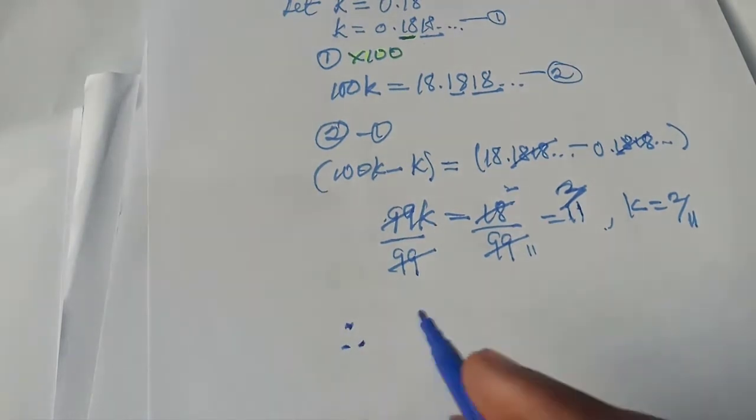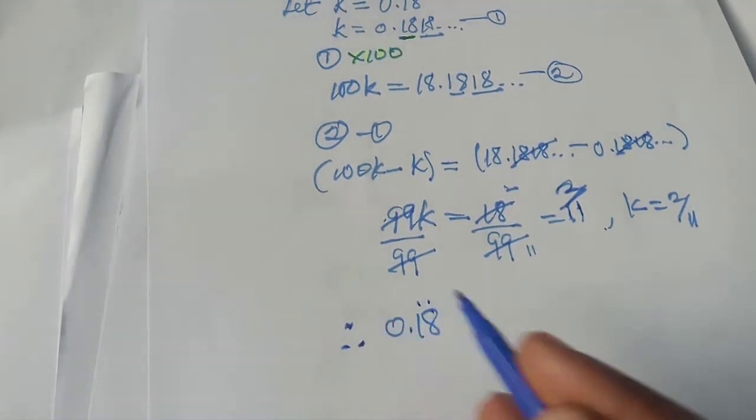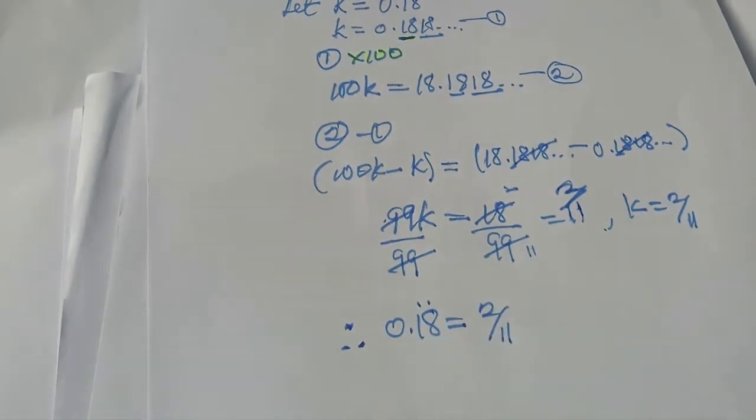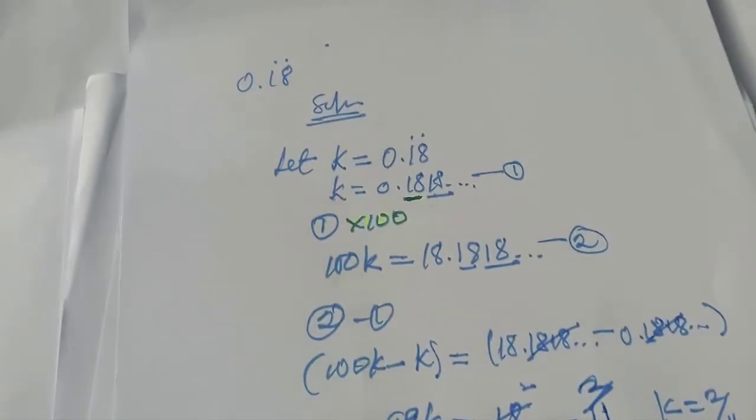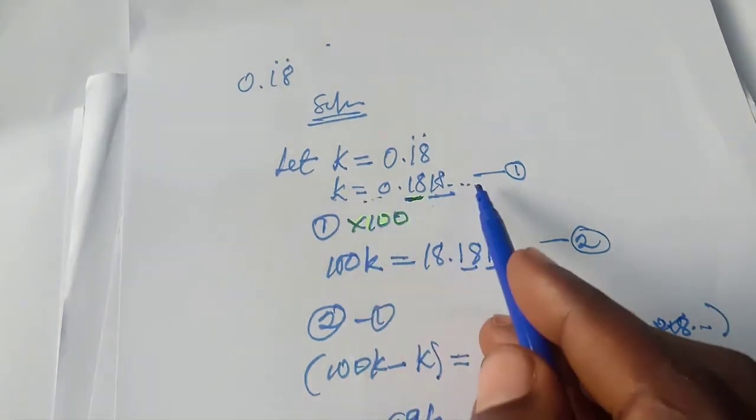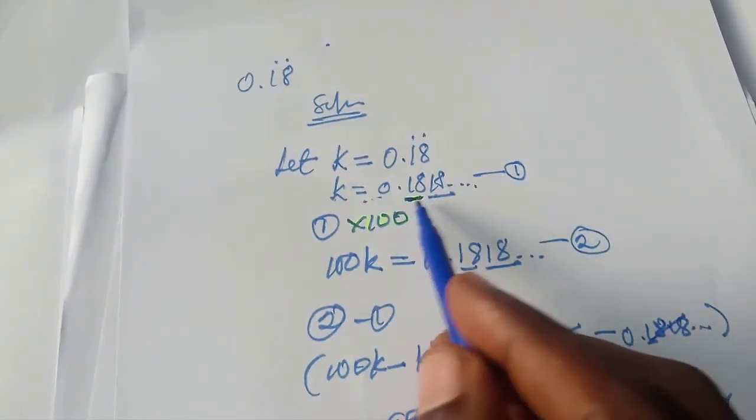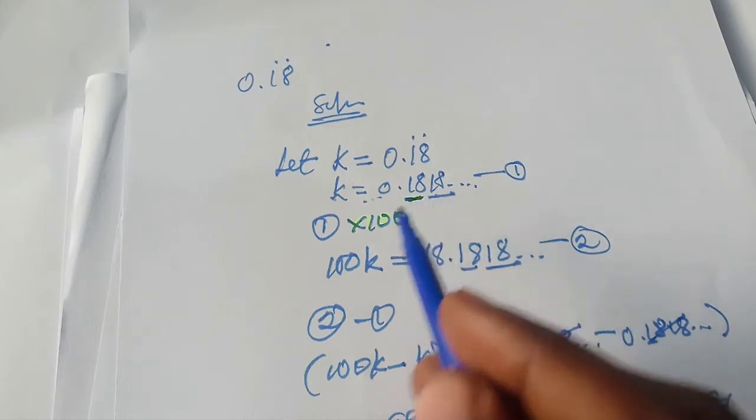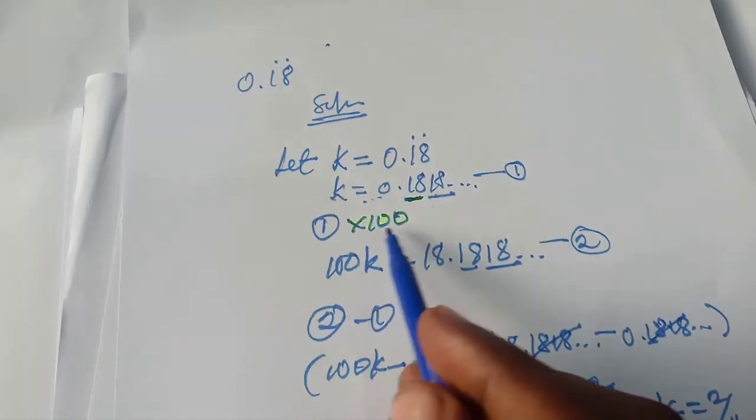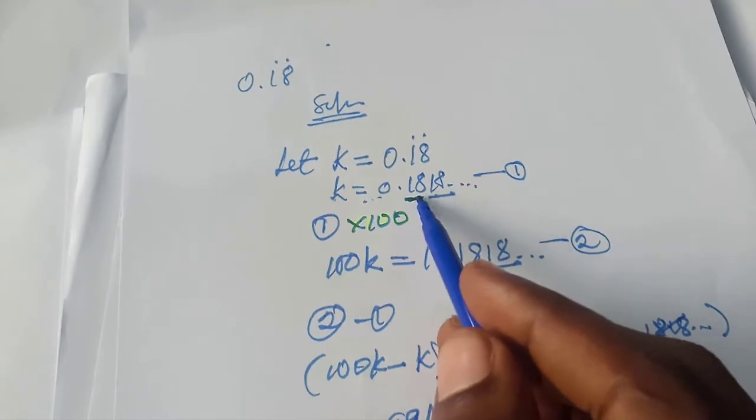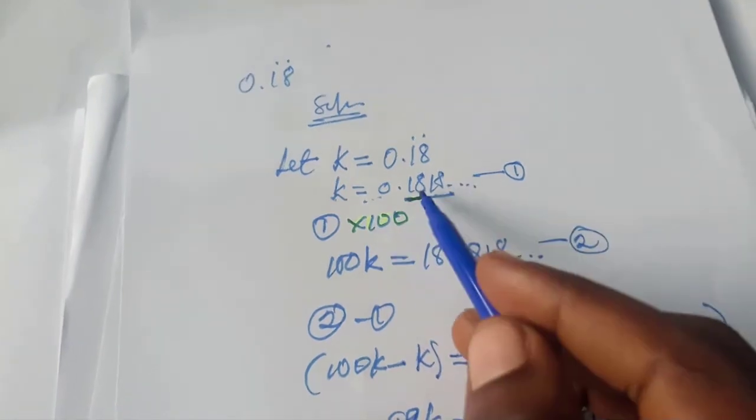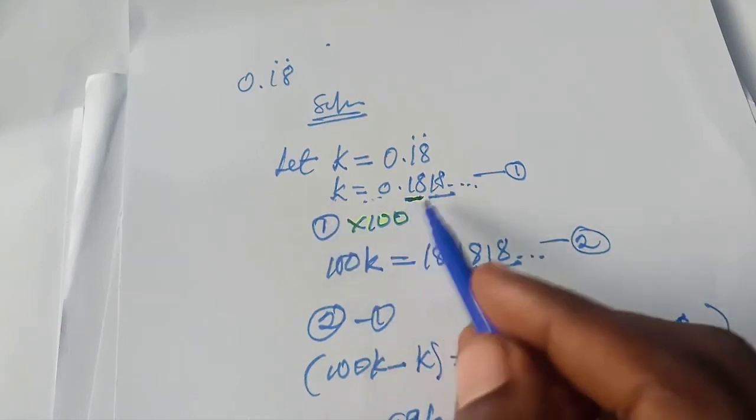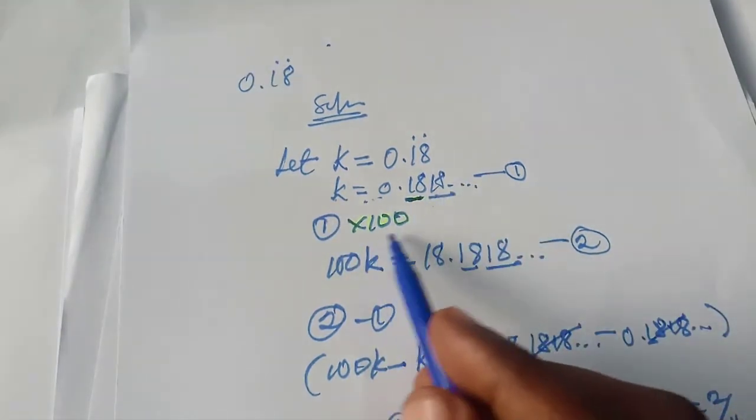Therefore, 0.18 recurring is equal to what? 2/11. Very simple as such. So you write your first equation, check the repeating pattern, the number of digits in which it's in. In this case, it's in 2 digits. So you multiply by what? 100. If it is in 1 digit, you multiply by 10. If it is in 3 digits, you multiply by what? 1000. But in this case, you have it in only 2 digits, so you multiply by 100.